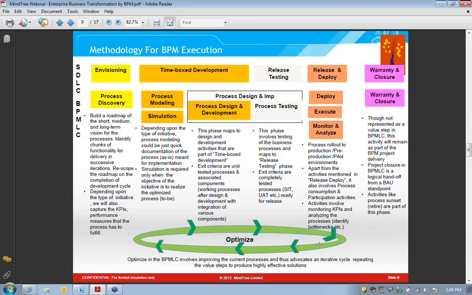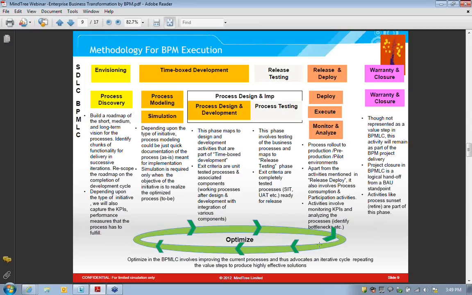A typical software development lifecycle, the first step, let me call it envisioning. It's nothing but requirement gathering, the functional requirement gathering phase and functional decomposition of requirements, the envisioning phase. Then we will do analysis and design.